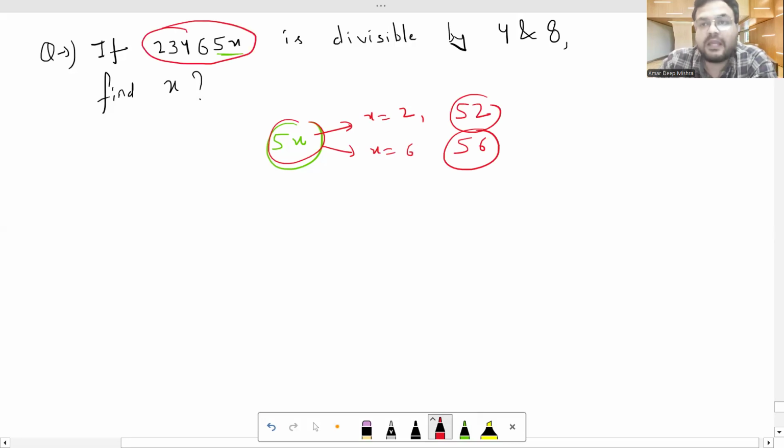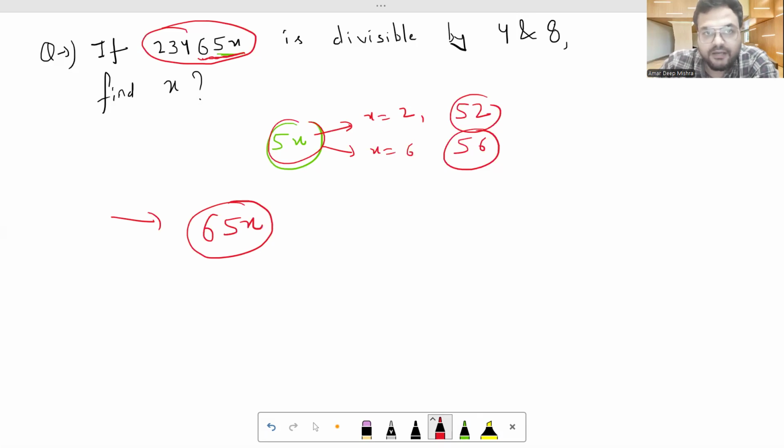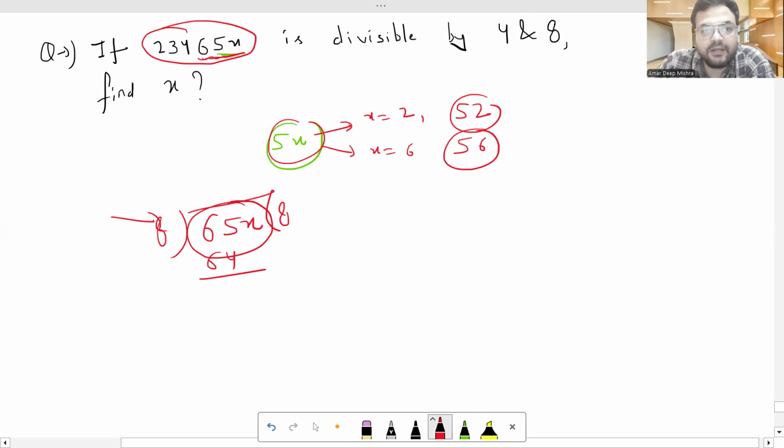For divisibility by 8, we check the last three digits. So hence we are going to pick up the last three digits. These are 6, 5x. Okay. Now 6, 5x needs to be divisible by 8. Okay. So if we check here, if I try and divide this value by 8. Okay. This will be 8 8s are 64 and remainder is 1.